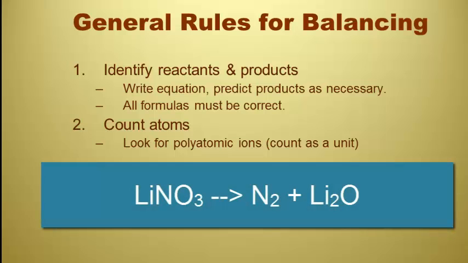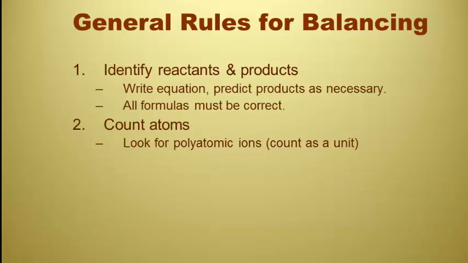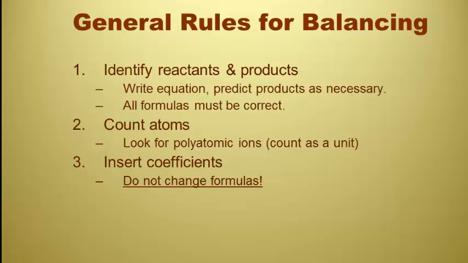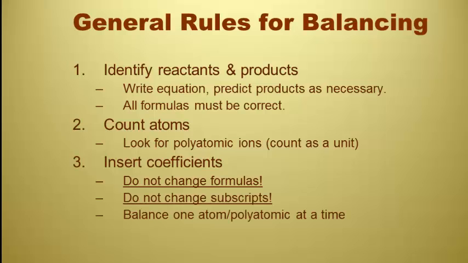However, if I see nitrate on the reactant side and I don't see nitrate on the product side, it's separated into nitrogen and oxygen, then I'll need to count nitrogen and oxygen separately. Make sure to insert coefficients as needed. Remember, you're not allowed to change the formula, so you cannot change the subscripts. And you're going to balance 1 atom or 1 polyatomic ion at a time.